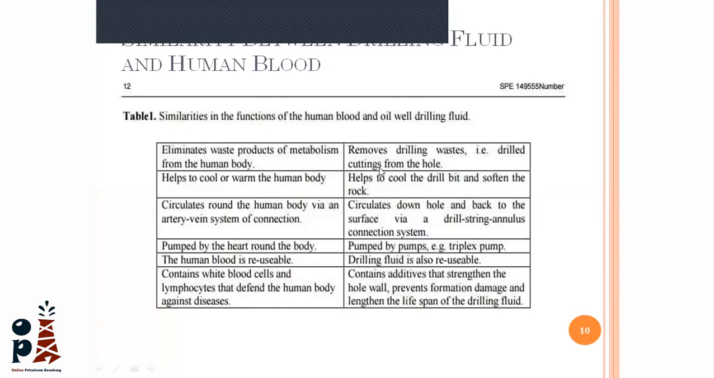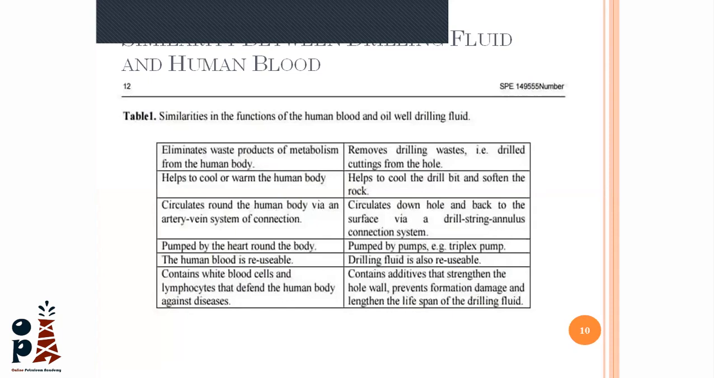In the drilling fluid, it's used for hole cleaning to remove the cuttings from the hole. And if we didn't remove these cuttings, we actually didn't drill, we just make the cuttings friable. And also our blood is used to equalize our body temperature.